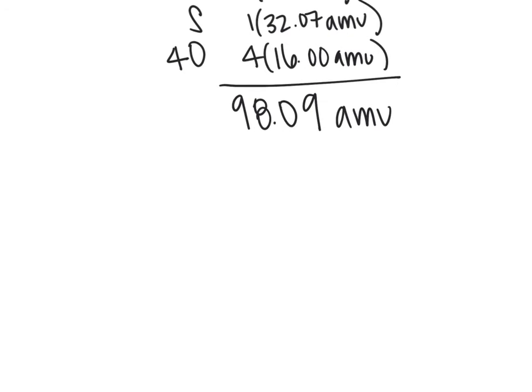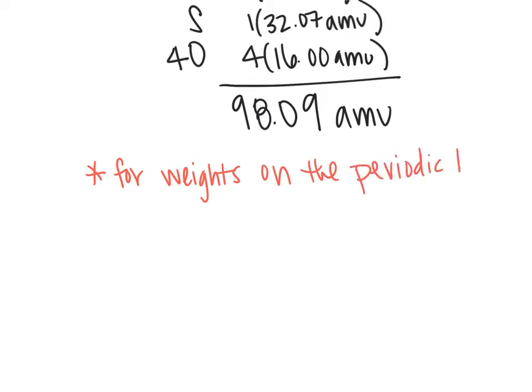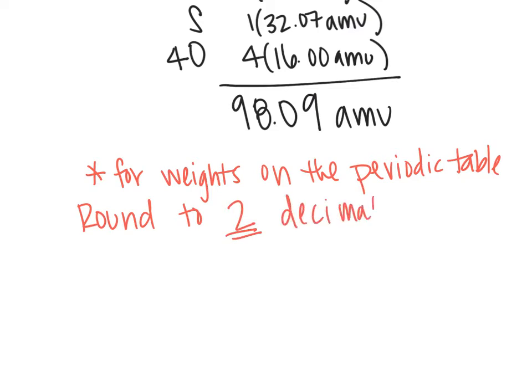And so I just want to write this out. For weights on the periodic table, round to 2 decimal places. So we're going to do this every time we see it. All of these solutions will be using these numbers. So this is what I will use. This is what I expect you to use.